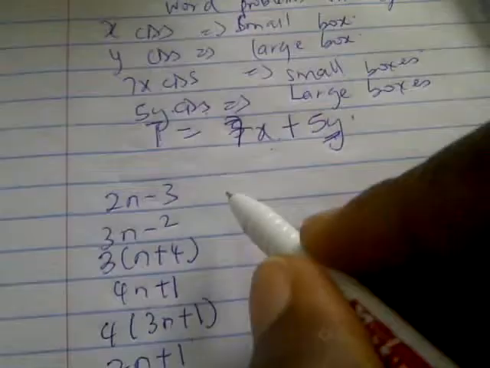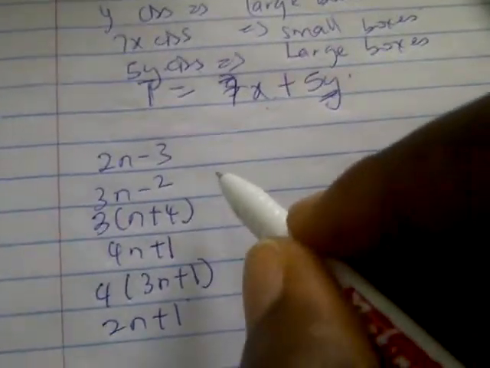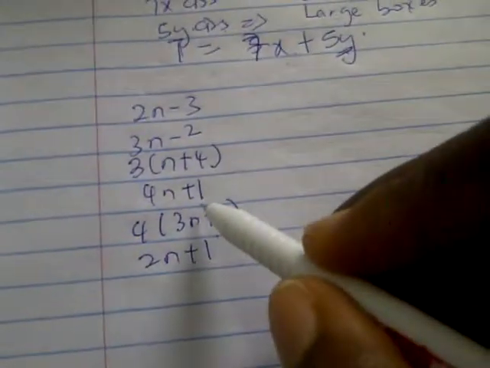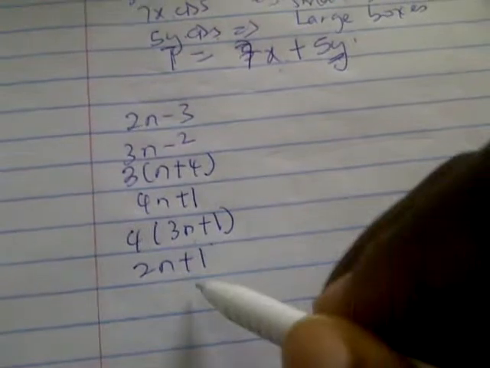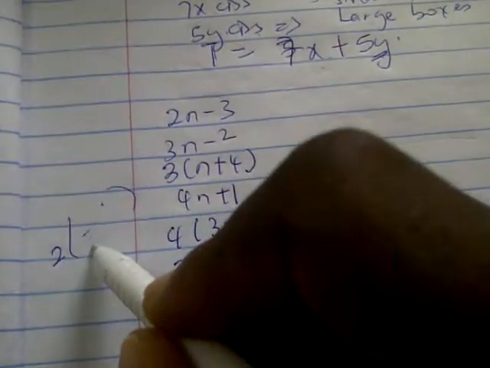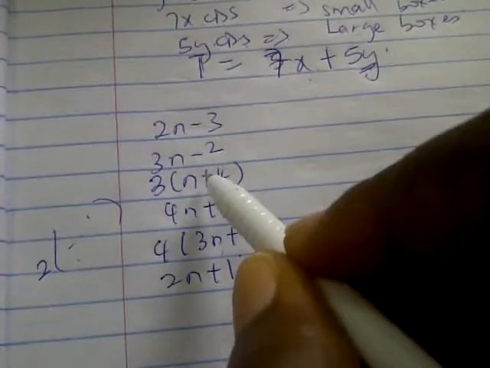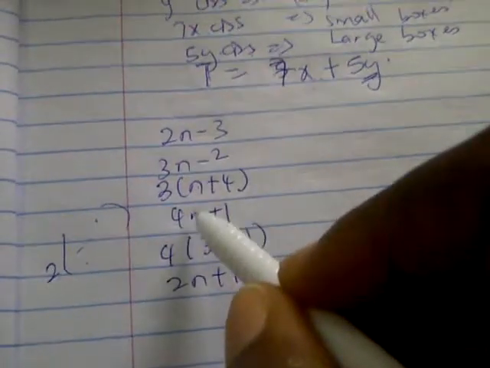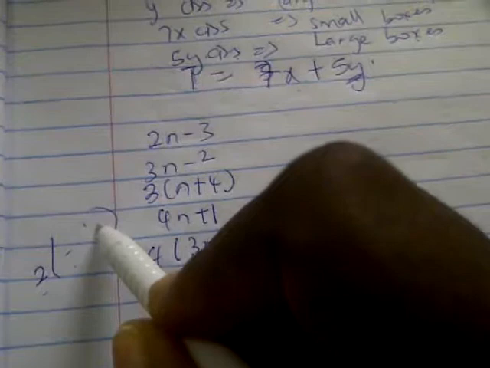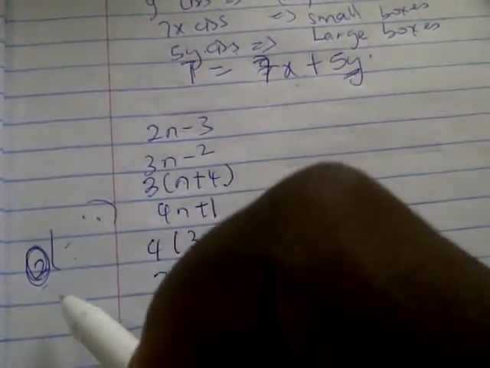Now for you to find the one that is always even, let's look at all these algebraic terms given to us. Now it's very likely that if you have an even number, for example 2 outside of a bracket, no matter the number that is put in as n, it will always be even. So let's look for one that has an even number outside of the bracket.